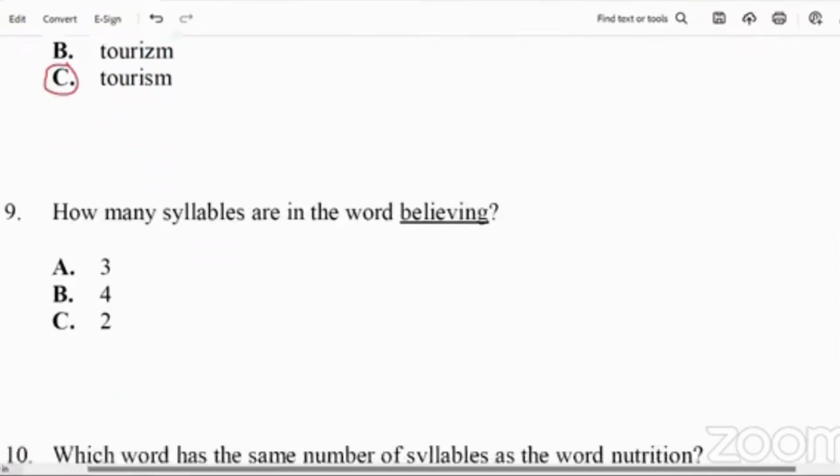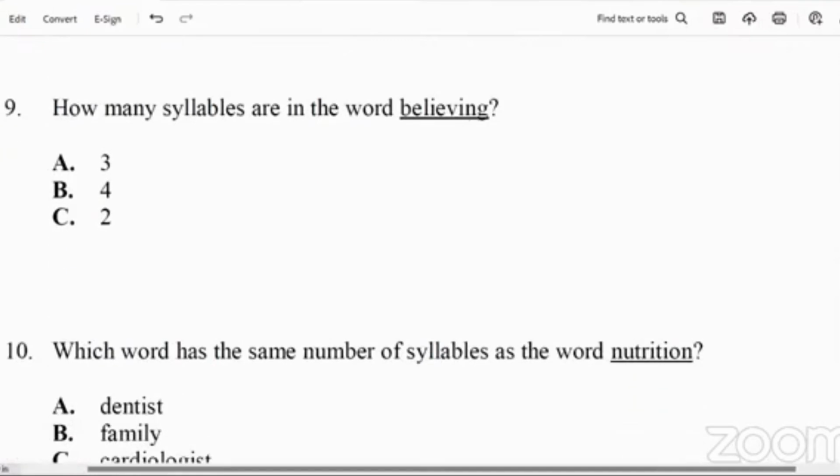All right, question 9. How many syllables are in the word believing? There are different ways you can do this. Usually they say put your hand under your chin, and every time your jaw drops, then that's a syllable. Some people do the tapping. So how many syllables are in the word believing?